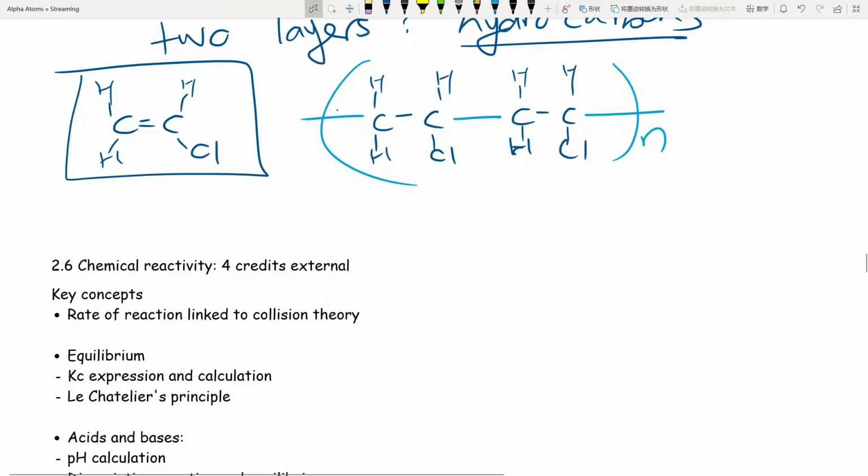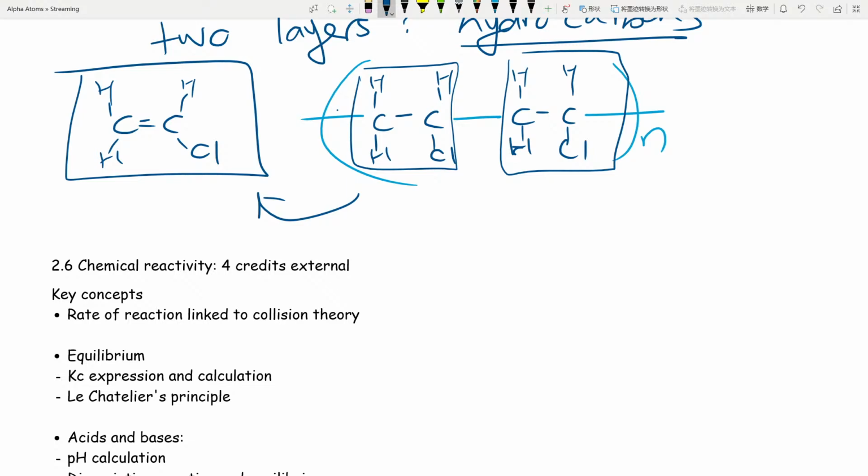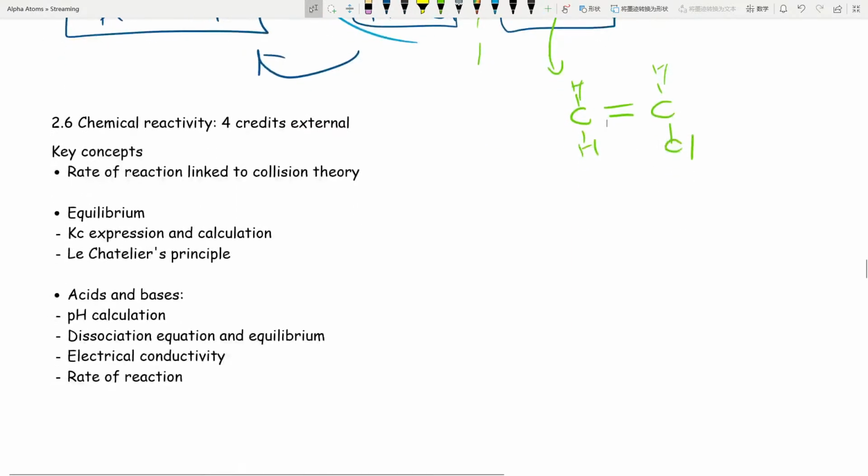And then if we want to go backwards, how do you figure out what monomer you should have? Can you see this thing here and this thing here is being repeated? So what you do is you draw a line in between and you copy that. So you just, you know, Control C, Control V, and then you complete it with the double bond, and that's that done. Okay. Last question, last section.